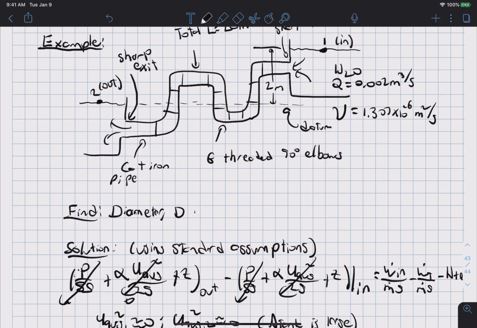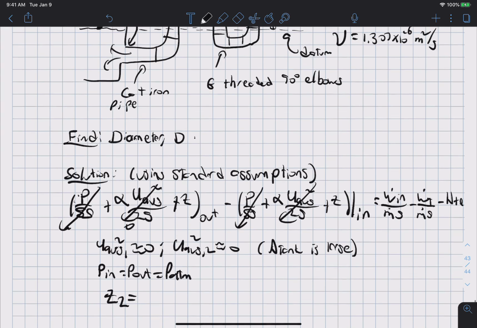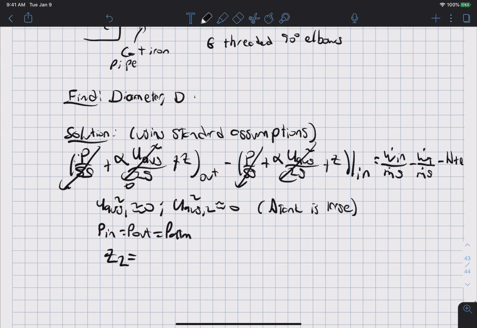Okay. So Z2, which is the outlet, is at the datum, so that's 0 meters, and Z1, which is the inlet state, that tank height is at 2 meters. Okay, so we can cross out Z2 for the outlet. That goes away, and this is 2 meters.